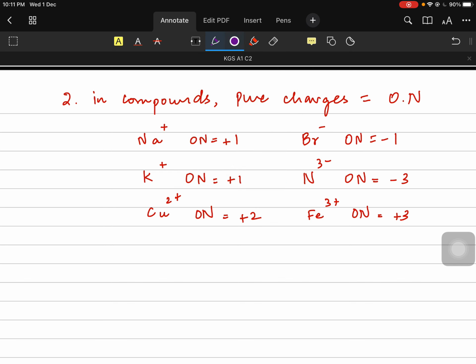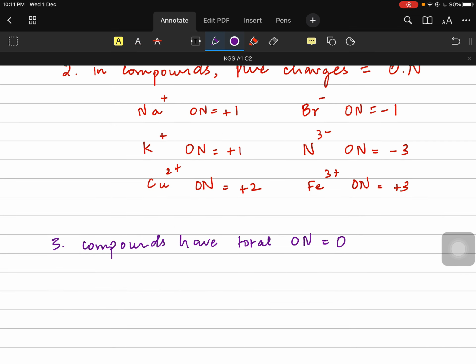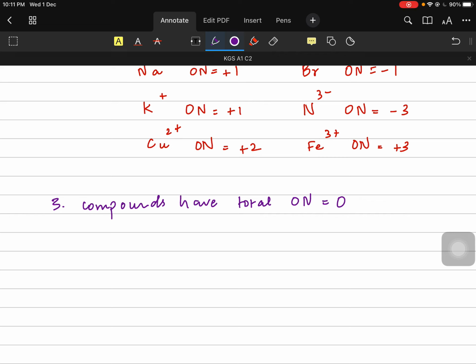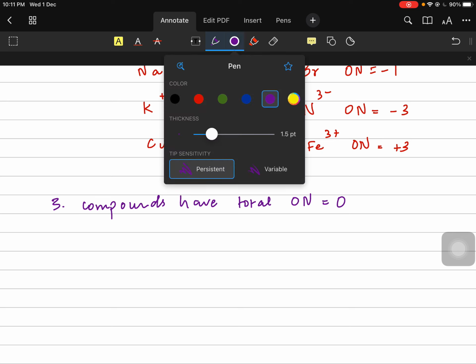So if I am talking about compounds, they have a total oxidation number of 0. Now what does that mean? This is the point where we need to focus. Whenever I am talking about a compound, the oxidation numbers tend to equalize each other. One part of the compound tries to equal the oxidation number of the other. For example, let's try out an example.